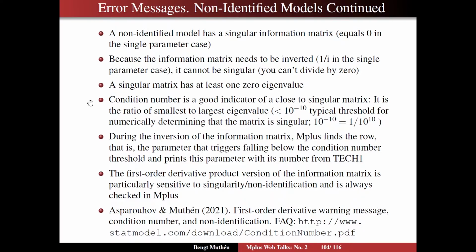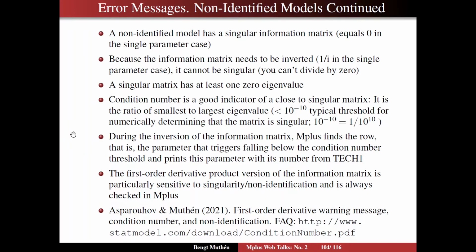It's the ratio of the smallest to the largest eigenvalue. And when it's very small, in this case less than 10 to the minus 10, typically in Mplus, then we numerically determine that the matrix is singular, where 10 to the minus 10 is 1 divided by 10 multiplied 10 times. So very, very small value.